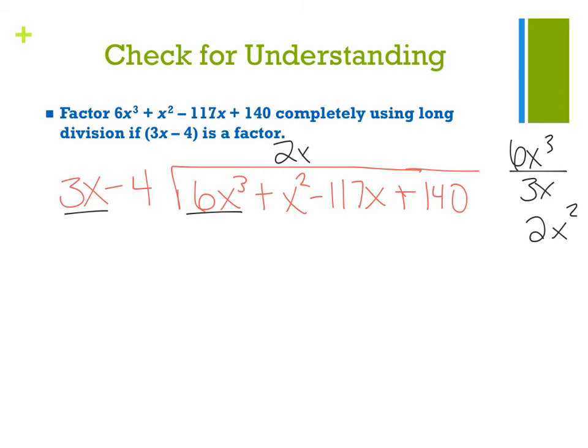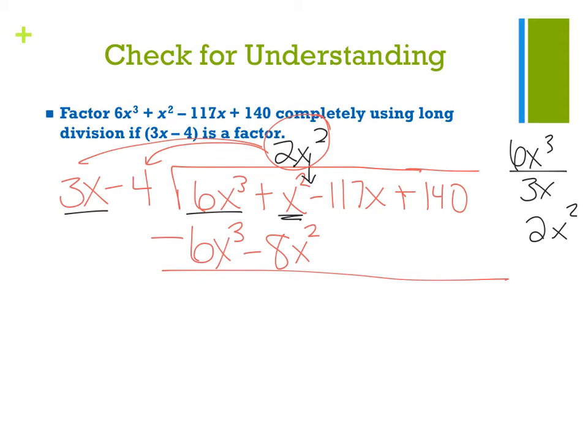So again, I'm going to record my squared term above the squared term in my dividend. The squared terms should always be lined up over the top of each other. If I multiply 2x squared by 3x and by -4, I get 6x cubed and minus 8x squared. If I subtract those columns, I get x squared minus a negative 8x squared. So I have a double negative here, and x squared minus a negative 8x squared is 9x squared.